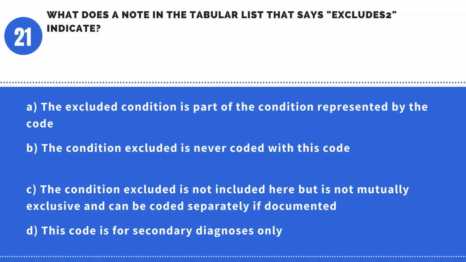Question 21. What does a note in the tabular list that says Excludes2 indicate? A. The excluded condition is part of the condition represented by the code. B. The condition excluded is never coded with this code. C. The condition excluded is not included here but is not mutually exclusive and can be coded separately if documented. D. This code is for secondary diagnoses only.